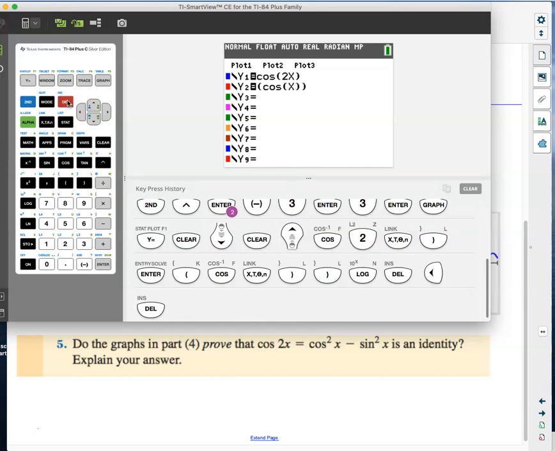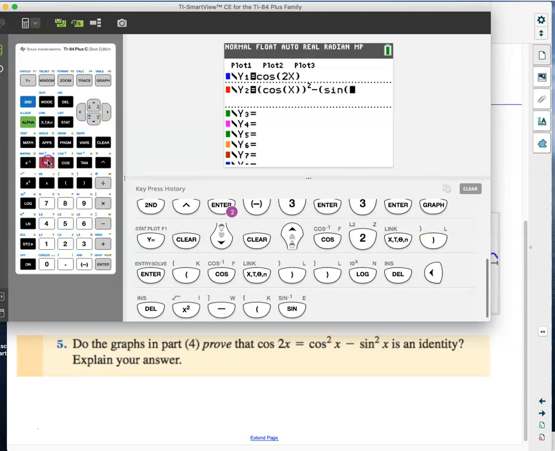This is why I like using my handheld. Right there. Whew. Looked like a cube that close up. So cosine squared of x, and then I need minus sine squared x. So minus parentheses sine of x, parentheses, parentheses, squared.